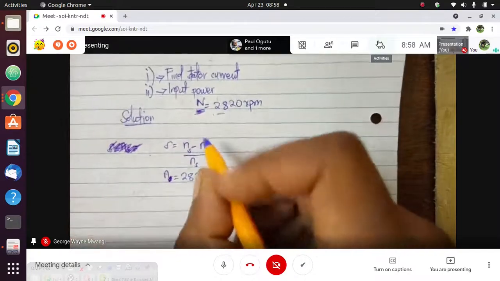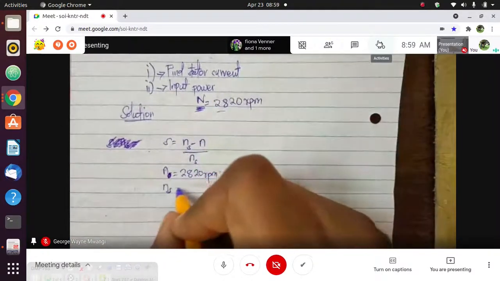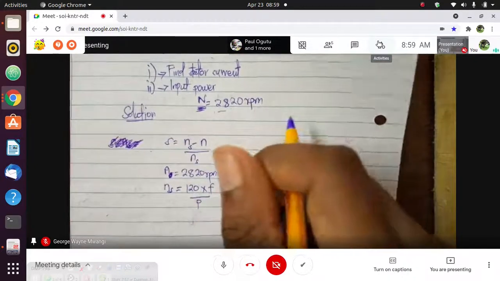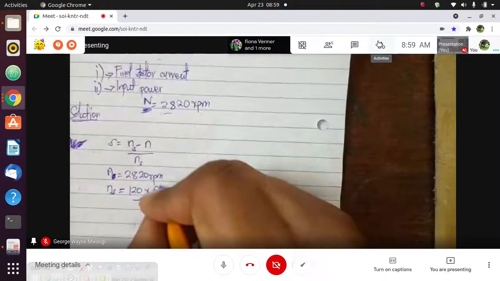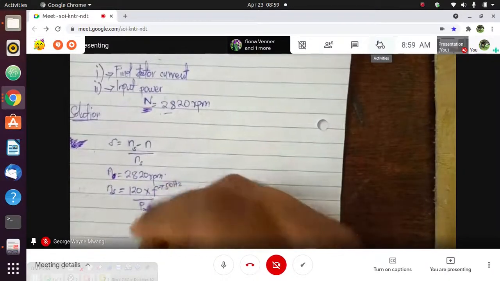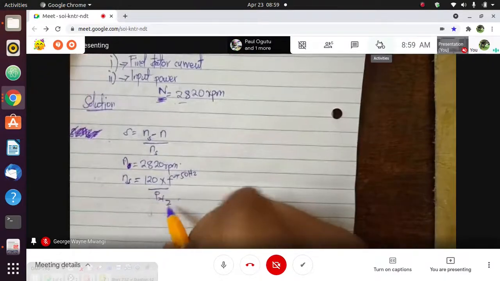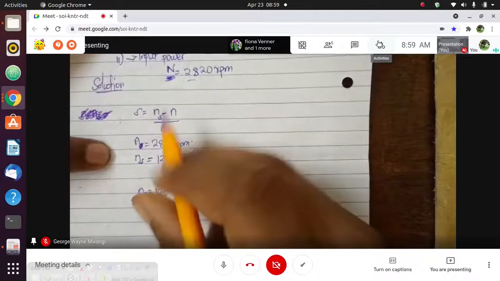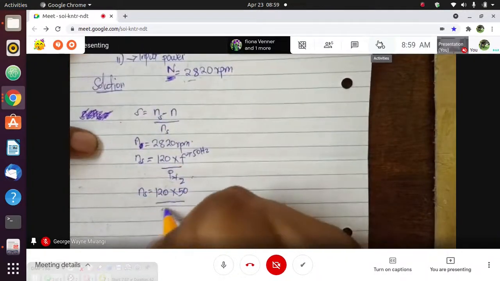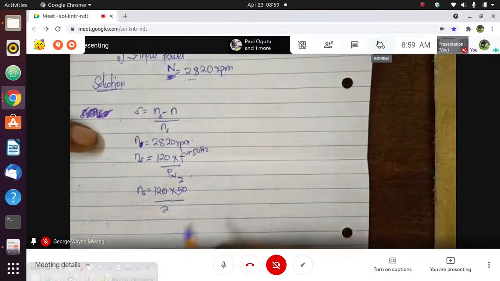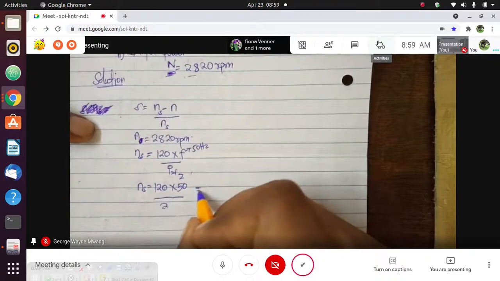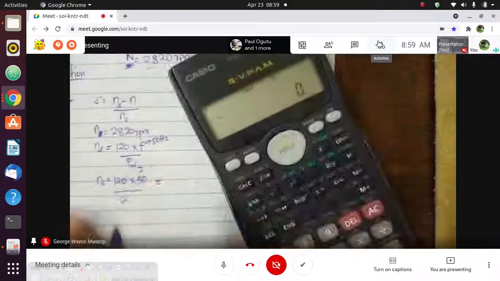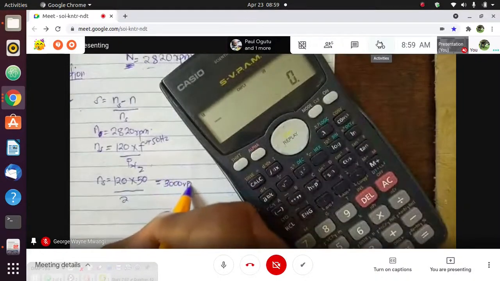How do we find the synchronous speed, NS? It is given by 120 times the frequency divided by the number of poles of that motor. You have been told that our supply frequency is 50 Hertz, and the number of poles in that motor is 2. It's a 2-pole machine. So our synchronous speed will be given by 120 times the frequency, 50 Hertz, divided by 2. What will be our synchronous speed? 3,000 RPM.